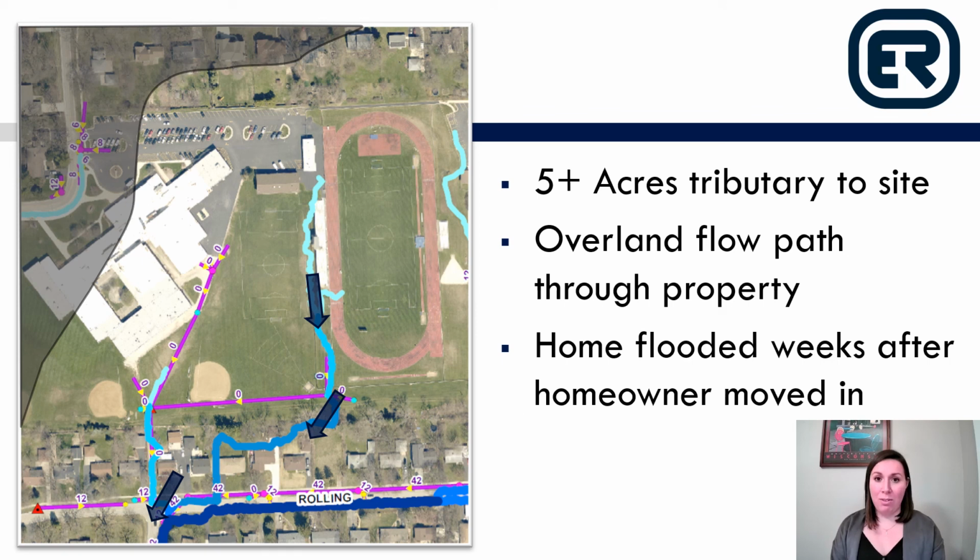However, when we zoom out and we look at the overland flow map, we can clearly see there's over 5 acres that are tributary to the site, and it overtops at this location. This was not considered in the site design, and after construction wrapped up, the home flooded within the first 2 months when a spring rain brought 4 feet of water into the basement.